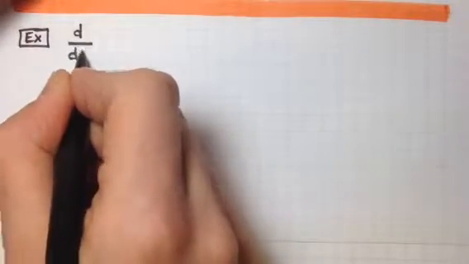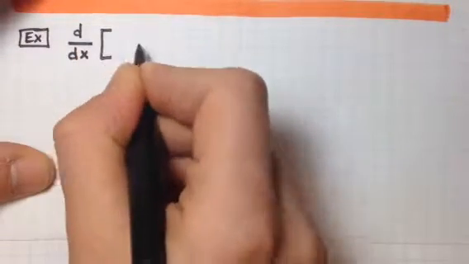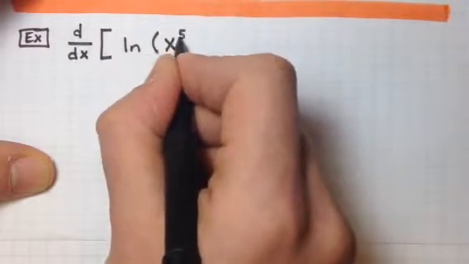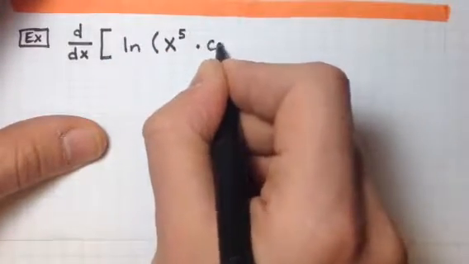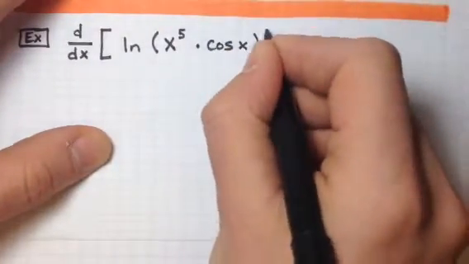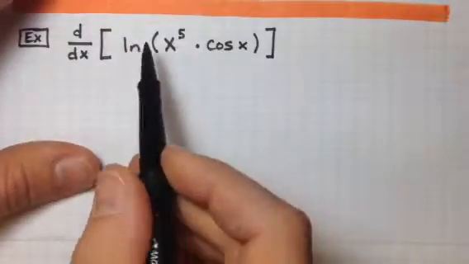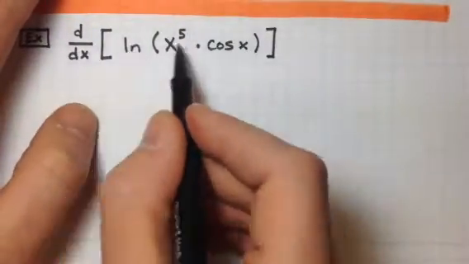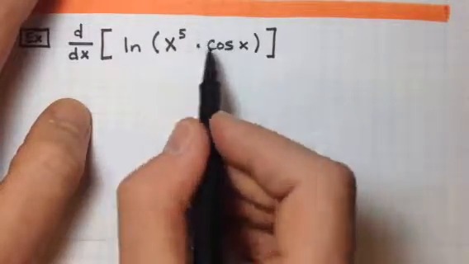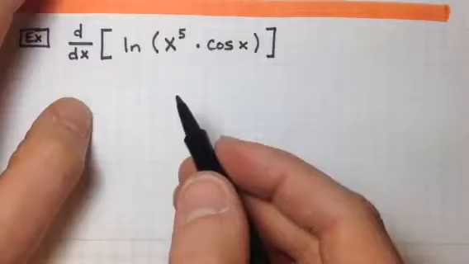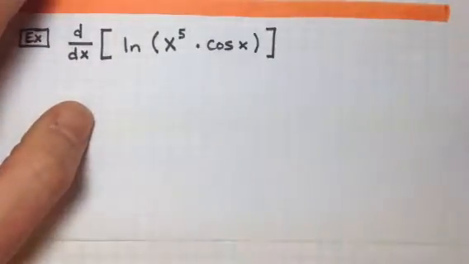So we want the derivative with respect to x of the natural log of x to the fifth times the cosine of x. And you could do this problem already, but keep in mind that we would have to use a chain rule, so it would be 1 over the inner function times the derivative of the inner function, which is a product, and that's going to get messy.